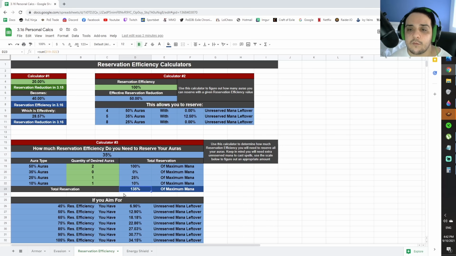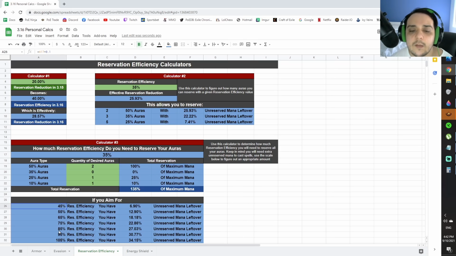Now, obviously, this isn't going to be possible without a bunch of reservation efficiency, but I need 35% reservation efficiency in order to do this, right? And so basically, you can just see up here, it tells you that you're getting 26% effective reservation reduction, which is what we would require to reduce this number to 100.